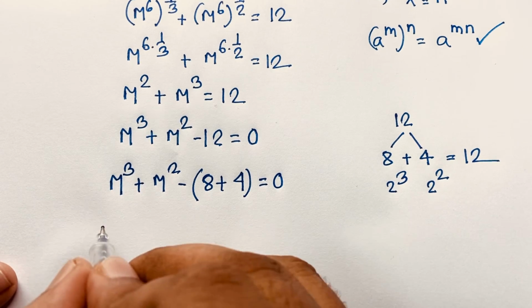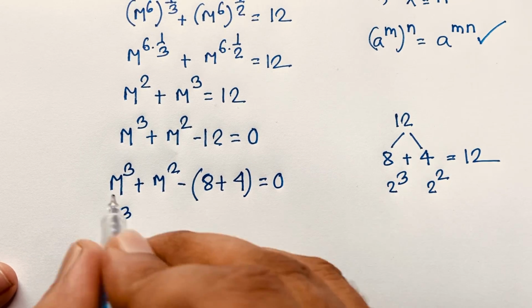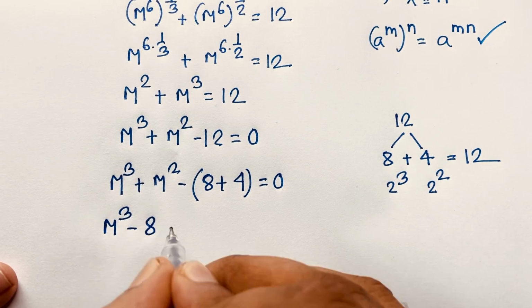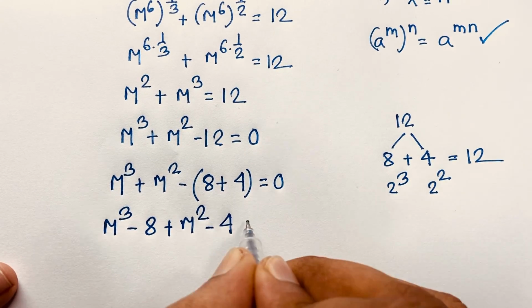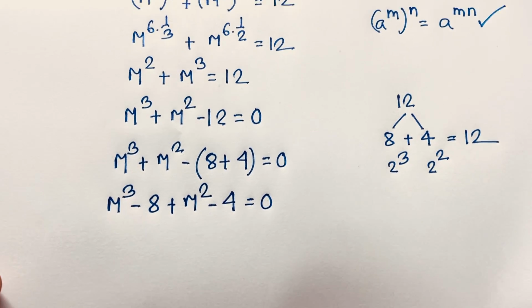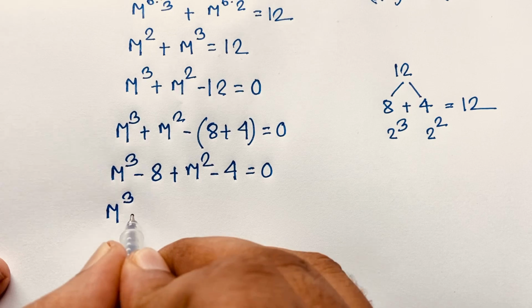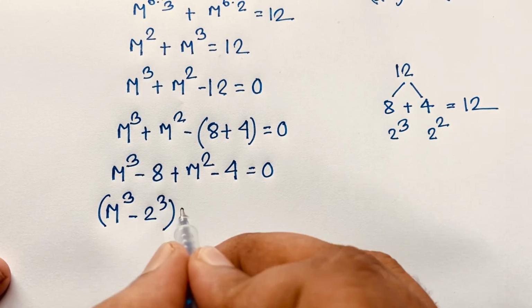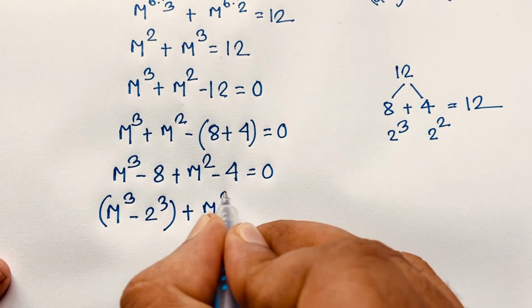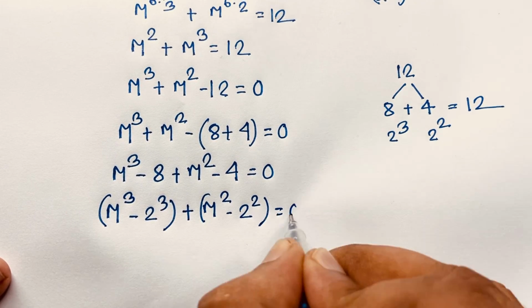Now here m to the power 3, and if I move this minus 8 in here, it will be minus 8 plus m square, then here is negative 4 is equal to 0. Now you can easily see this expression will be m to the power 3 minus 2 to the power 3. We know that 2 to the power 3 will be 8, then here is m square minus 2 to the power 2, it will be 4, is equal to 0.